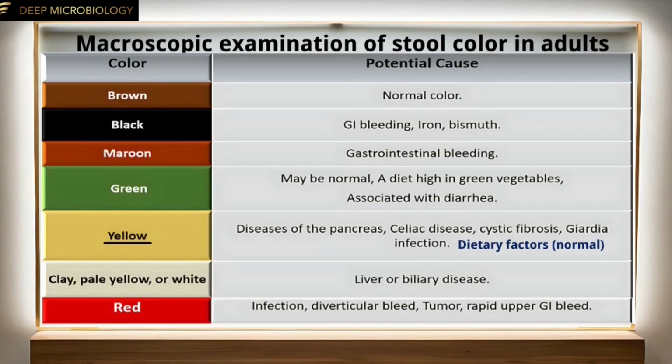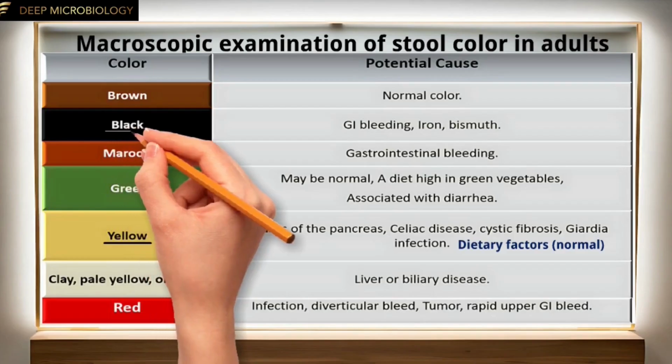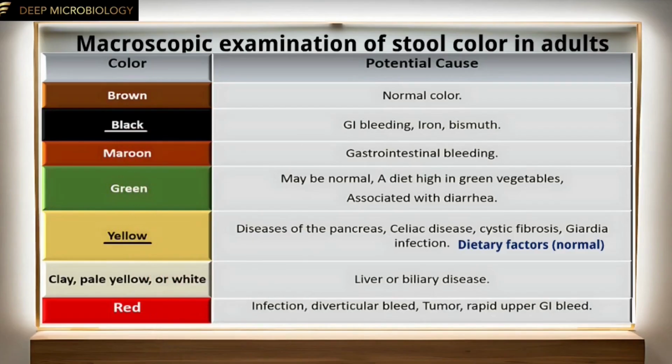Another significant difference involves the presence of black stool. In adults, black stool often signals gastrointestinal bleeding, or may result from the ingestion of substances like iron supplements or bismuth-containing medications. In newborns, however, black stool, known as meconium, is completely normal during the first few days of life.